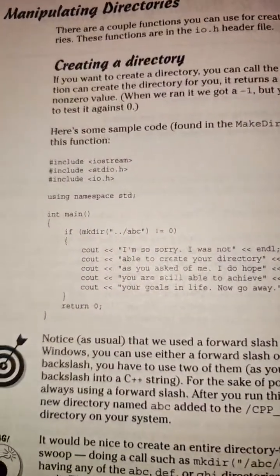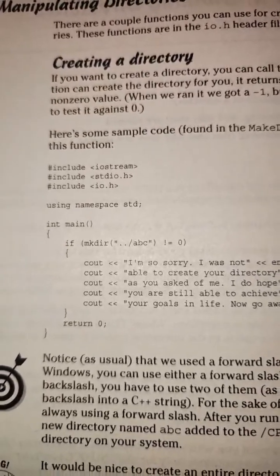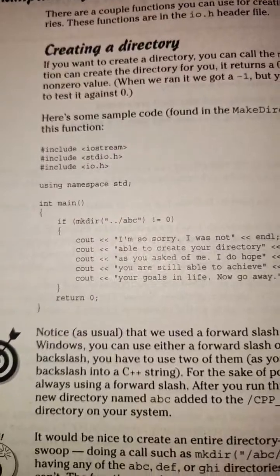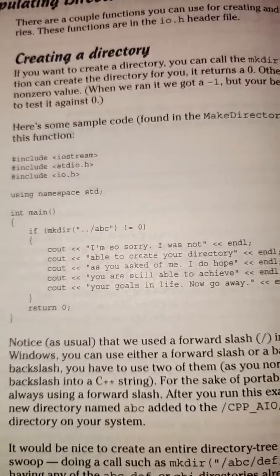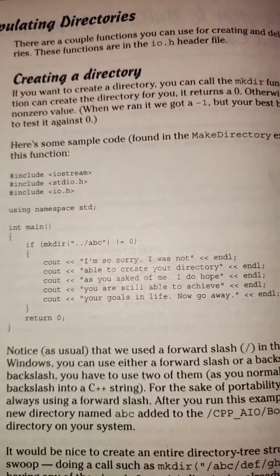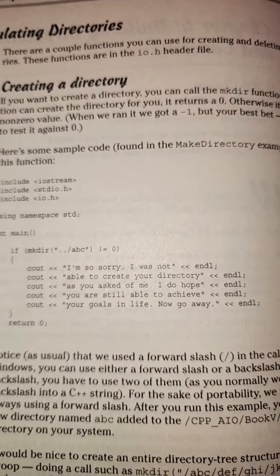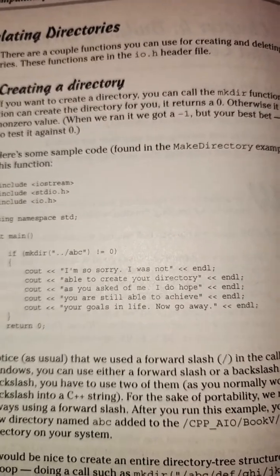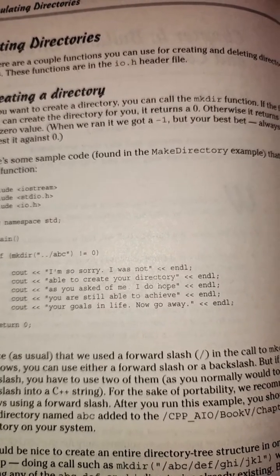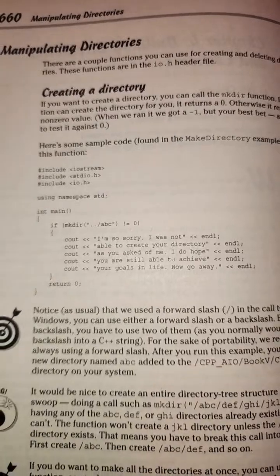#include <iostream>, #include <stdio.h>, #include <io.h>. Using namespace std. int main, if mkdir ABC does not equal 0, cout: I'm so sorry. I was not able to create your directory. cout: as you asked of me. I do hope you are still able to achieve your goals in life. Now go away. Return 0.